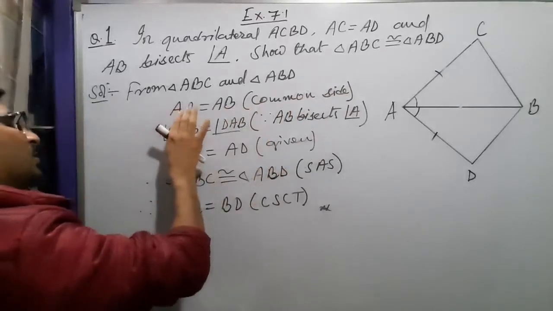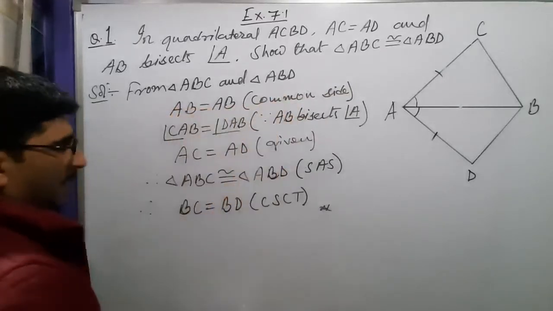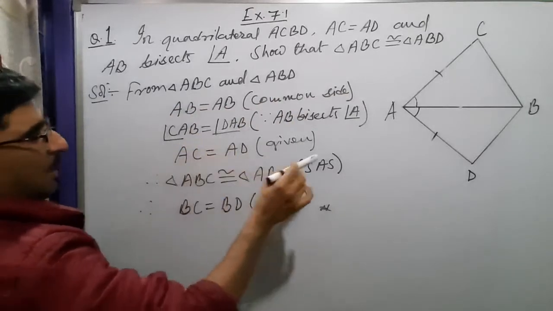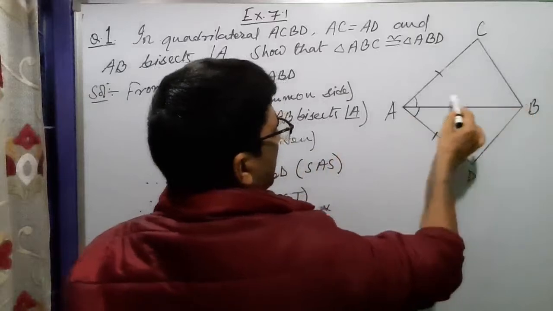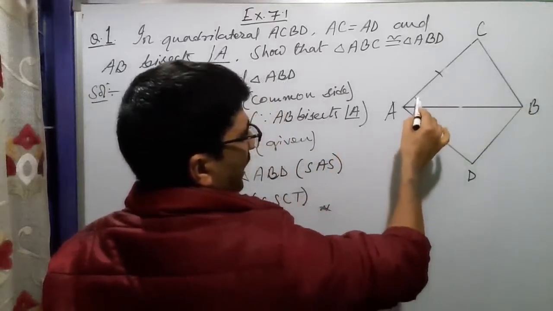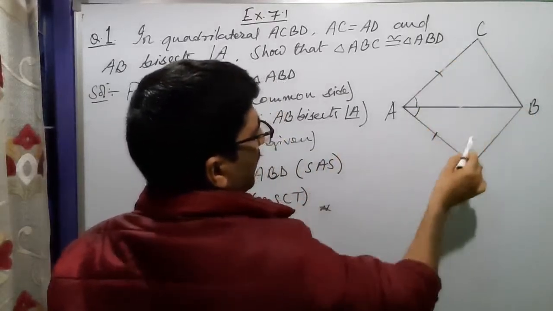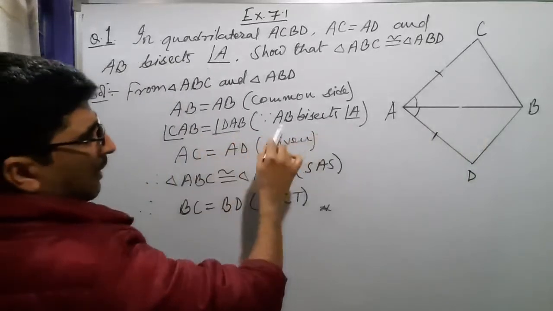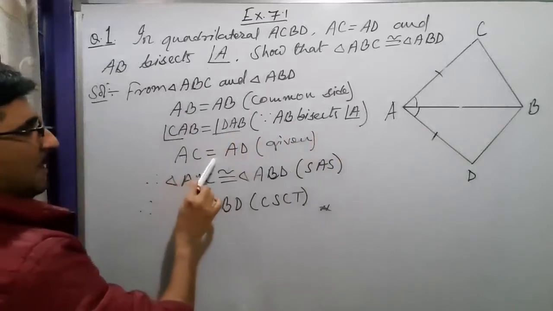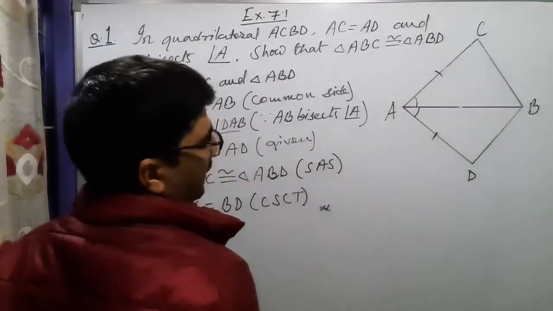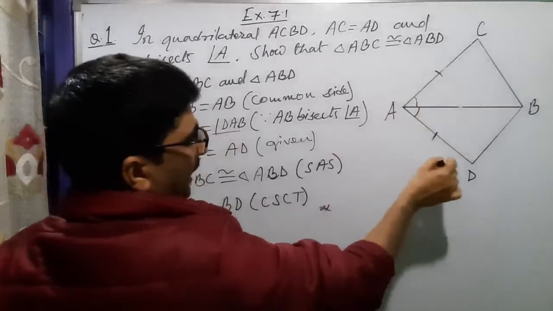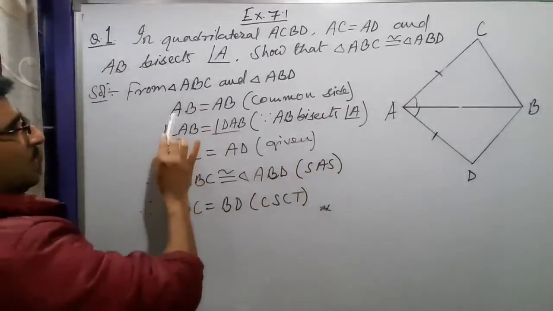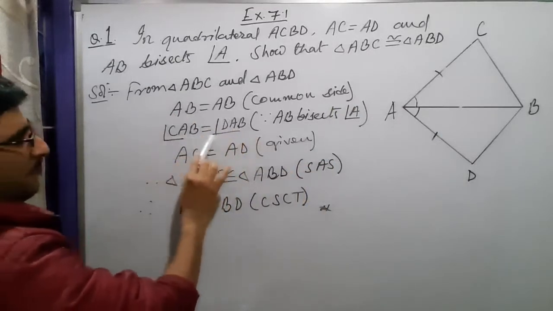You can write AB is the common side for both the triangles. Next one is CAB equal to DAB. Since AB bisects angle A, these two angles are equal. That is the reason. Then AC equal to AD, that is given in the question. So that is a pair of sides, a pair of angles, and a pair of sides.